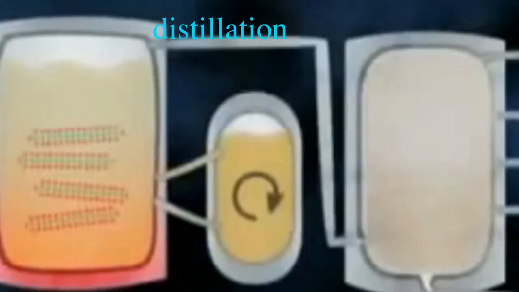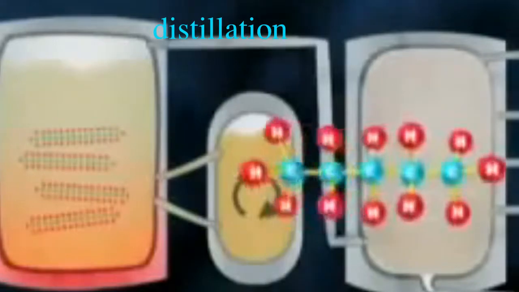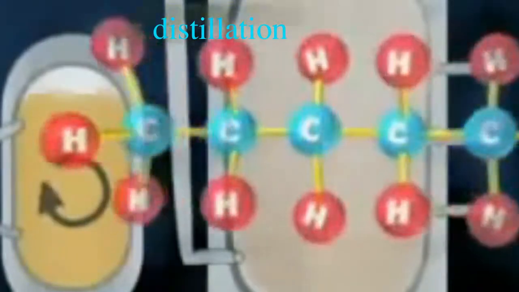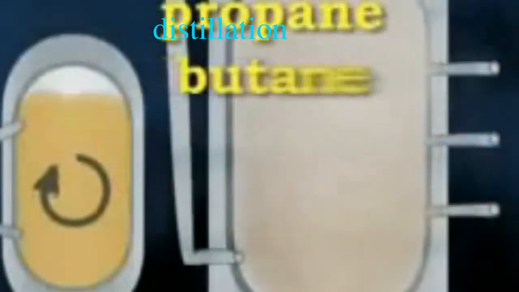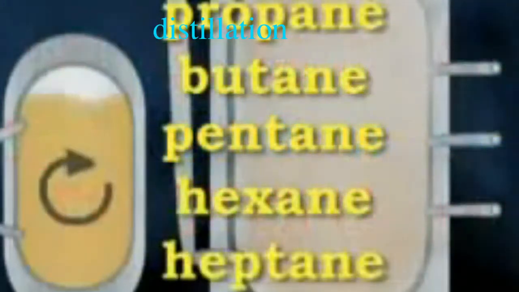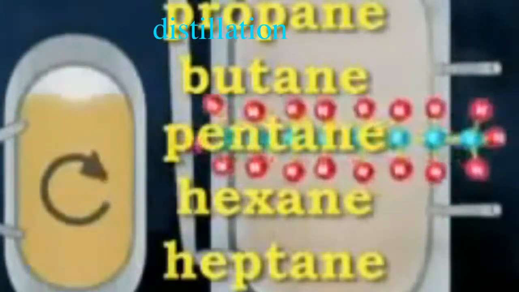Catalytic cracking is the major source of hydrocarbons with 5 to 10 carbon atoms in the chain. The molecules most formed are the smaller alkanes used in petrol, such as propane, butane, pentane, hexane, heptane, and octane, the components of liquid petroleum gas.